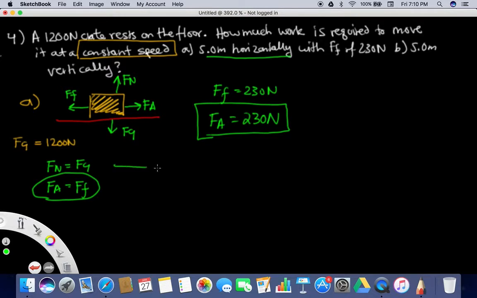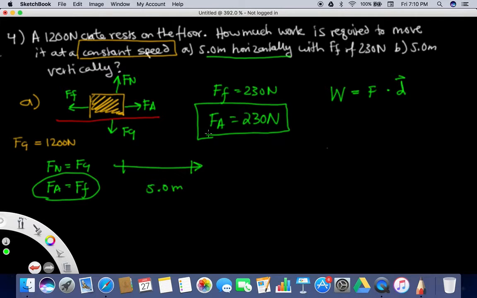So this is very important, because we want to move this 5 meters horizontally. And because we have an applied force in this direction, we want to move this crate 5 meters in this direction. So finding our applied force is very important when it comes to solving for our work. And just to remind you, work is equal to your force times your displacement.